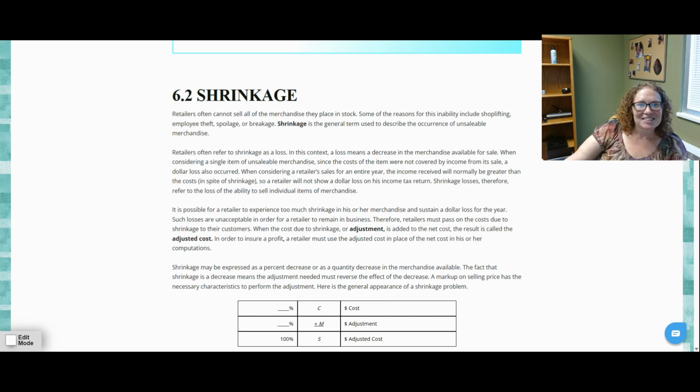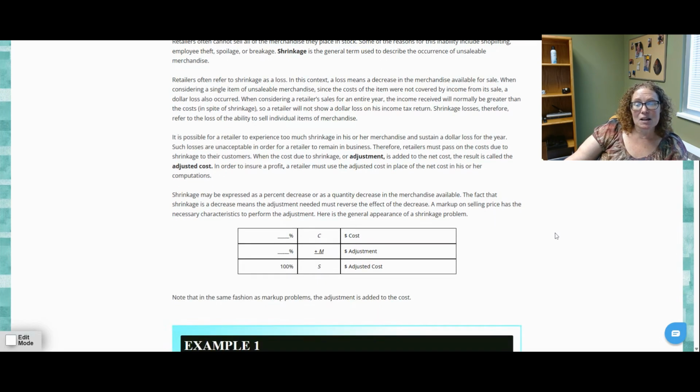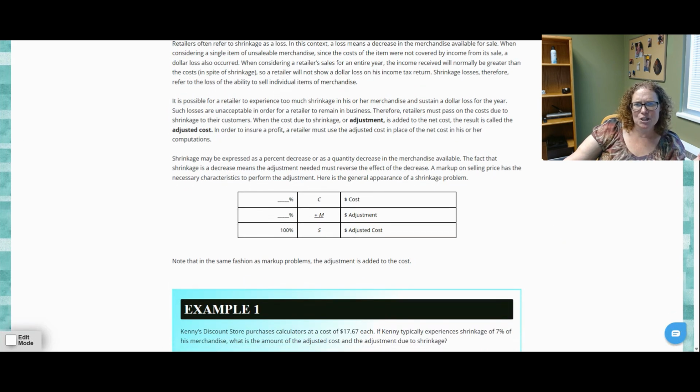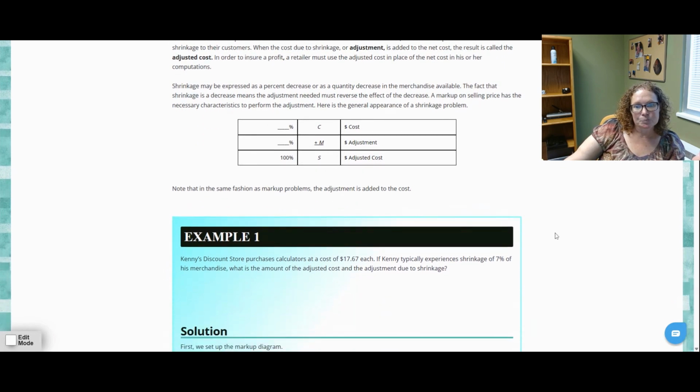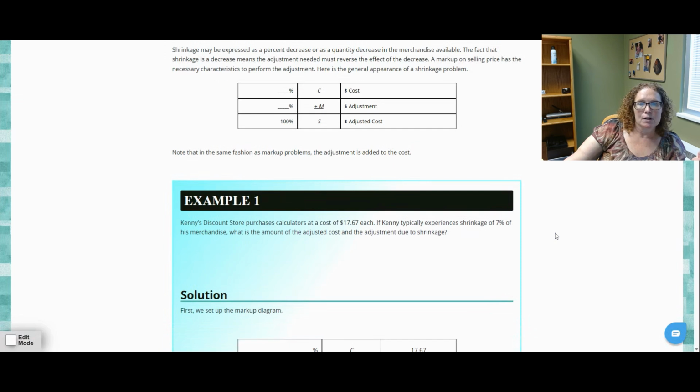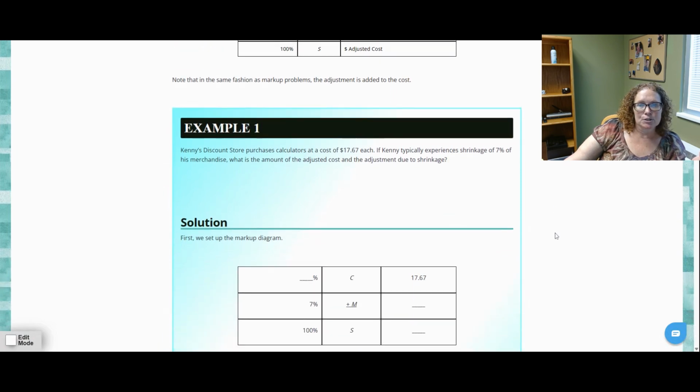It's also loss. So it means you don't have as many of the items for sale. And so you have to calculate what your profit is going to be based on that smaller number than you would have before. So we're going to have an adjustment, or an adjustment cost. And we can set up our little chart again. We're looking at the cost, the adjustment, and the adjusted cost. So the adjustment is added to the cost to get the adjusted cost.